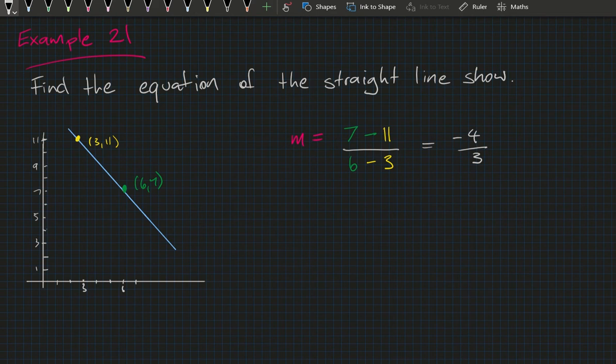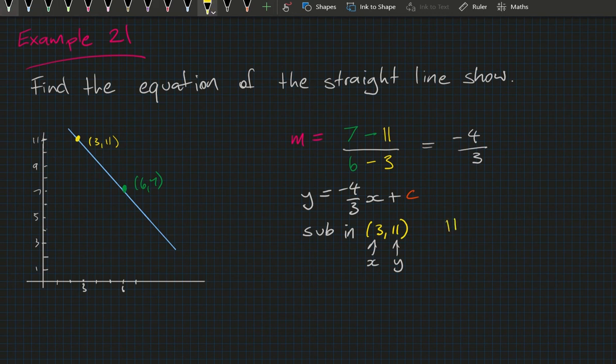However, we still need to figure out our c, but it'll be of the form y = -4/3 x + c. So let's start by subbing in the point (3, 11), where obviously the x value is 3 and the y value is 11. And to sub this back into our equation, we end up with 11 is equal to minus 4 on 3 times 3 plus c, which means 11 is equal to minus 4 plus c.